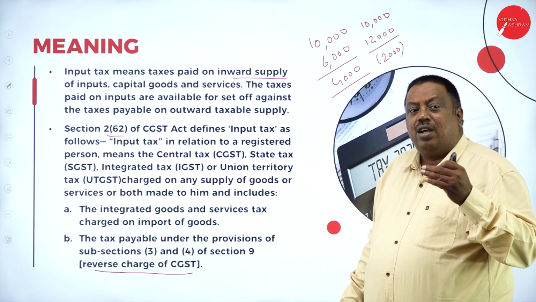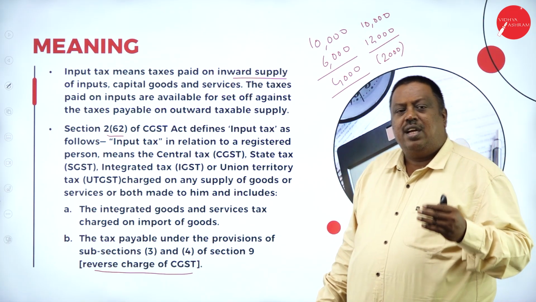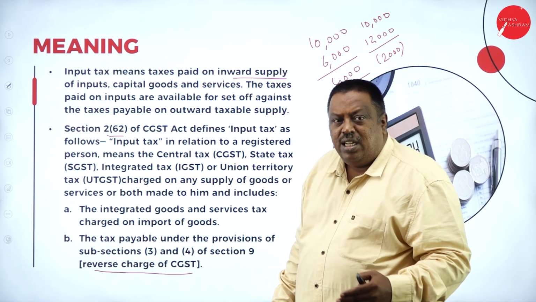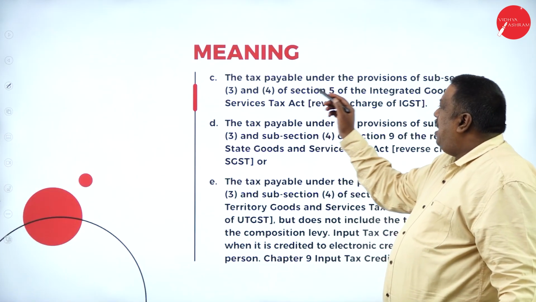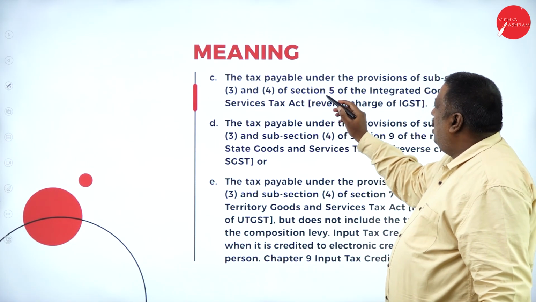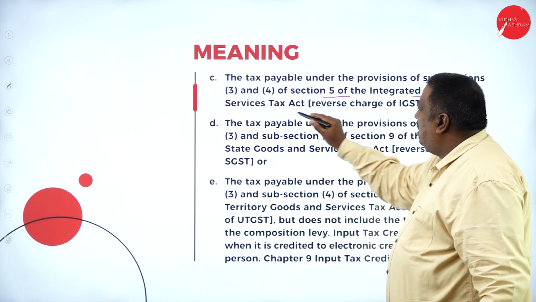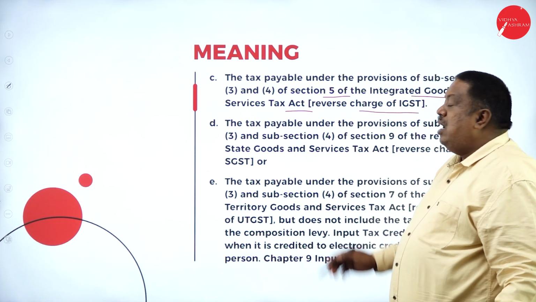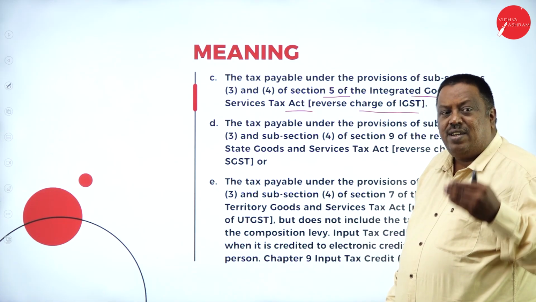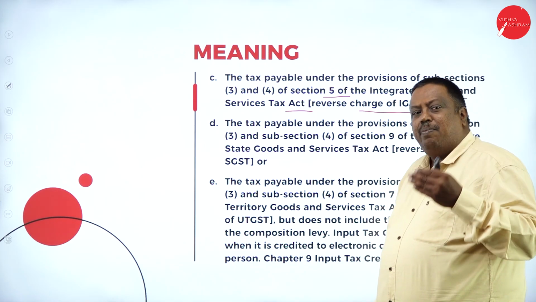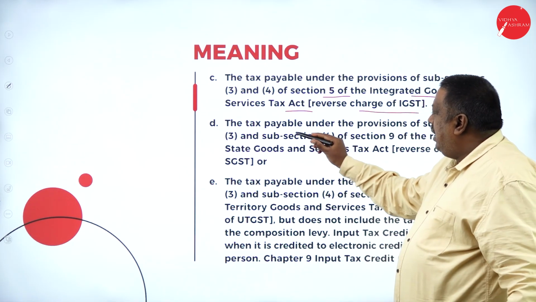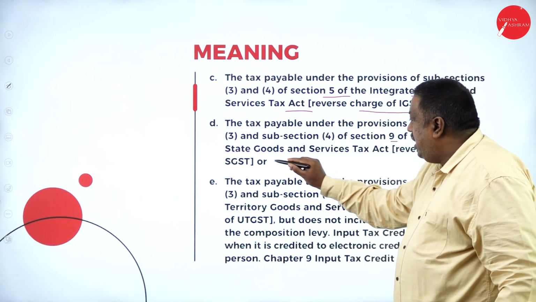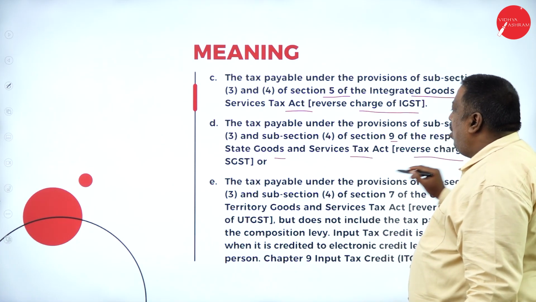That benefit can be claimed on the basis of reverse charge as per the CGST. The 2017 council discussions gave further benefits to business entrepreneurs. The tax payable under the provision of subsection 3 and 4, Section 5 of the Integrated Goods Service Tax Act, reverse charge of IGST. That was CGST and this is IGST. If you have paid input tax at the time of inward supply, you can get the benefit from the IGST. The tax payable under provisions of subsection 3 and 4 of section 9 of the respective State Goods and Service Tax, reverse charge of SGST.